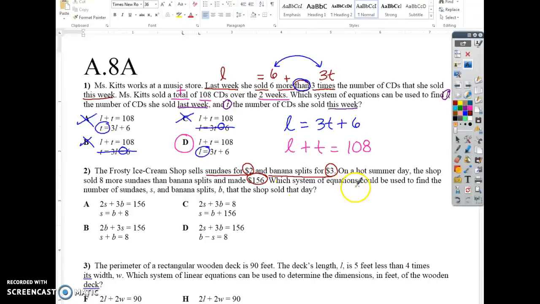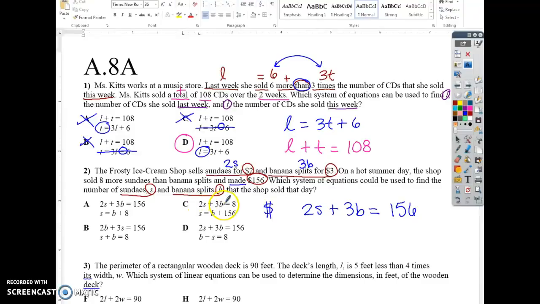Money, money, money. Which system of equations could be used to find the number of sundaes, S, so I'm going to use S for sundaes, and banana splits, B, that the shop sold today. So, when I go back up here where it says sundaes $2, that's 2S, because all the sundaes are $2 each. Banana splits for $3, that means 3B, because banana splits are $3 each. And I told you that money, money, and money goes together, so I need to have a money equation. So, $2 for the sundaes plus $3 for the banana splits equals a total of, because they made, $156. Money plus money equals money. Money equation.